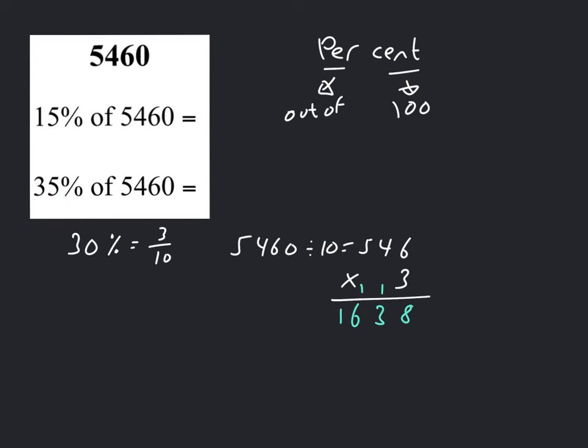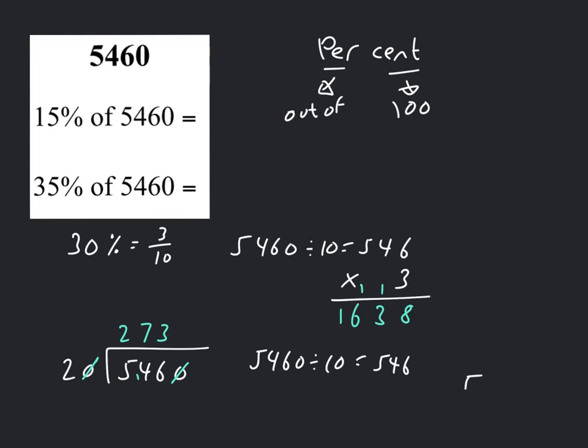To find 5% of something, I divide it by 20. So 5,460 divided by 20. Again, I can balance my zeros because these are both multiples of 10. So 5 divided by 2 is 2, remainder 1. 14 divided by 2 is 7. And 6 divided by 2 is 3. The other way of doing that would be to divide it by 10, which is 546, and then just divide that by 2. It's essentially the same thing, but it's just the way you think through it.